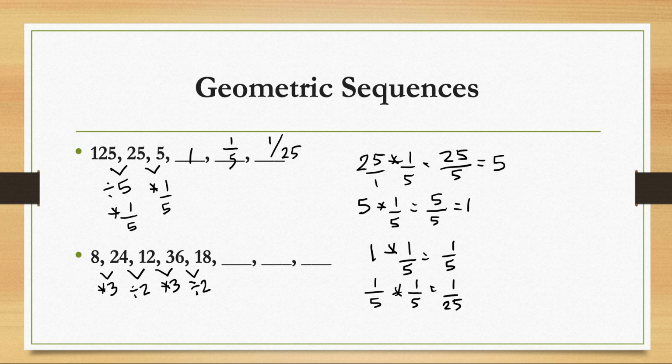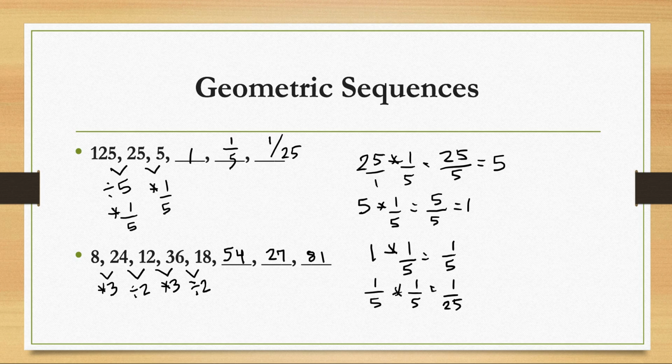All right, so the next one, we're going to multiply by 3. So 18 times 3 is going to give me 54. The next one, divide by 2. That's going to give me 27. Now we multiply by 3. That's going to give me 81. And that completes that geometric sequence.